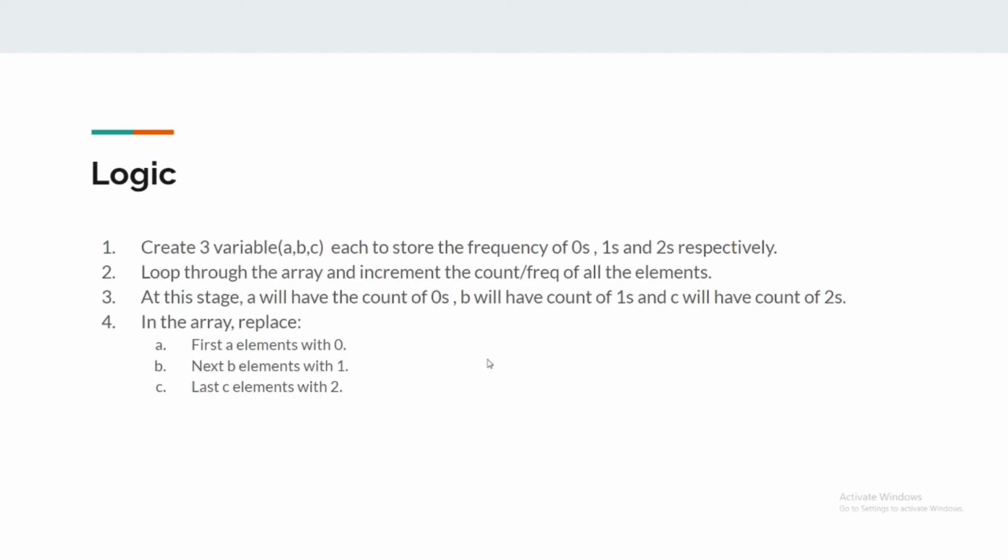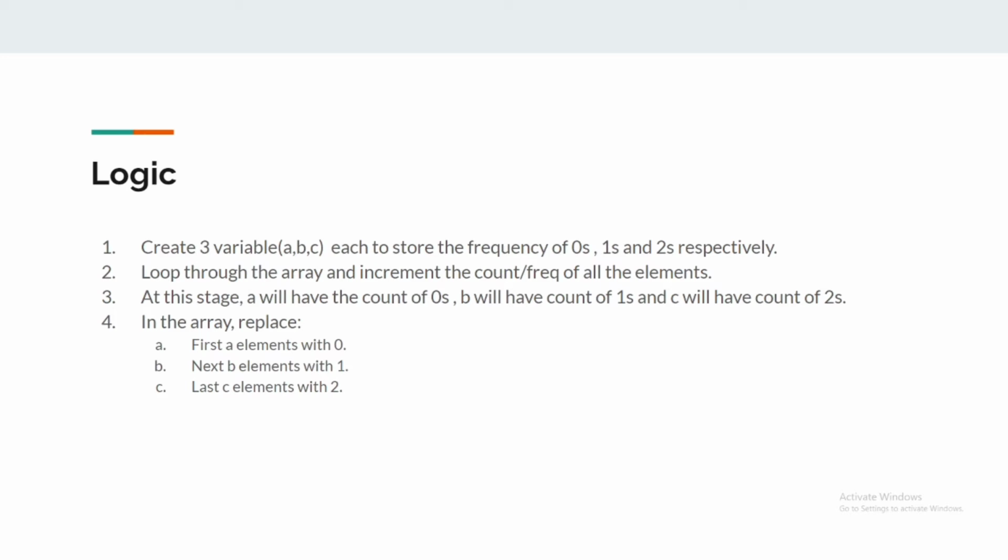If I talk about the logic in some written terms, we create three variables A, B, and C, each to store the frequency of zeros, ones, and twos respectively. After that, we loop through the array and increment the frequency of all the elements. So whenever we encounter a zero while looping through the array, we will increment the frequency A. And whenever we encounter 1, we will increment B. Similarly, on encountering 2, we will increment C.